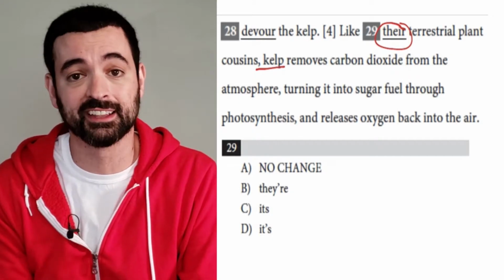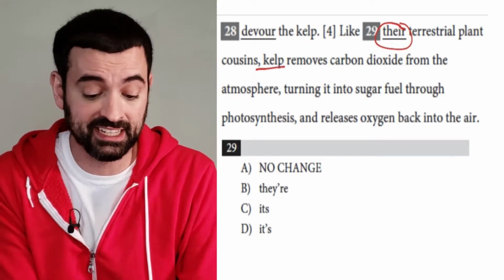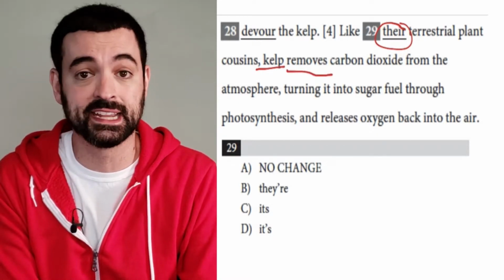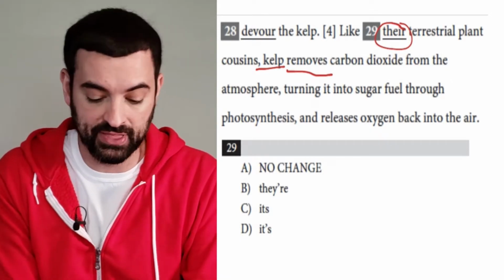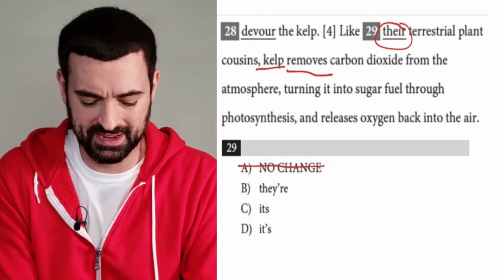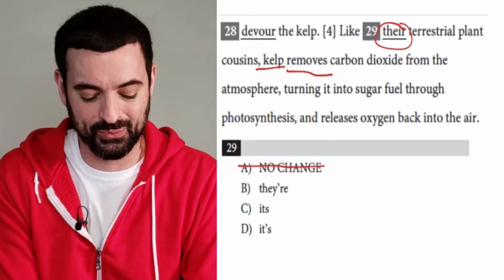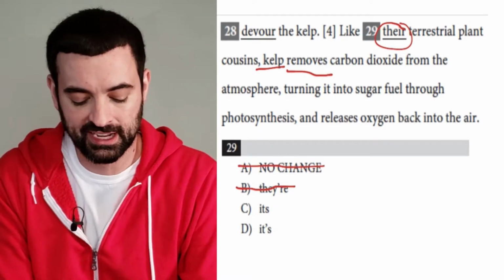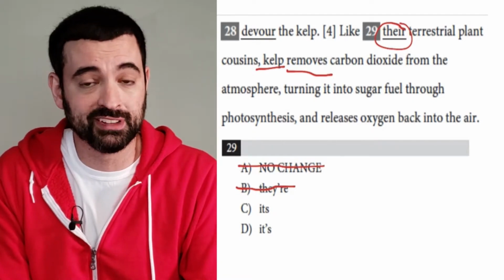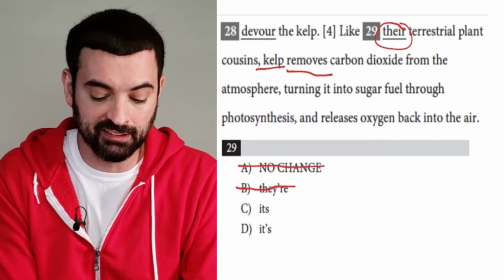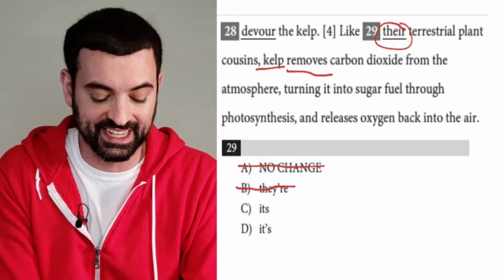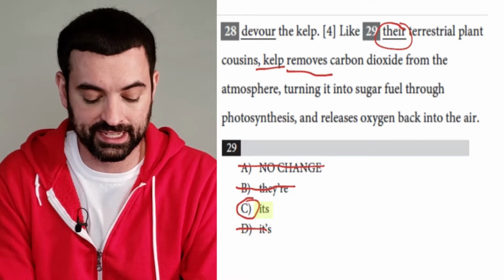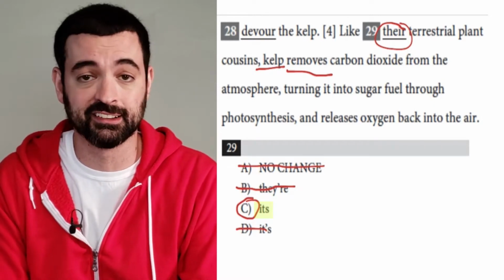Kelp in this case is singular. In fact, the test even helps us out a little bit by saying that kelp removes carbon dioxide. So they're making kelp singular, so they is out, and in the case of B, it's not even the appropriate there, and they can't blame it on autocorrect, so we know it's a bad answer choice. C and D, we have to be using its. In this case, we want the possessive its. We don't want it is, so we're getting rid of D, and we're going to go with C, its. That's the possessive its. C is your answer.